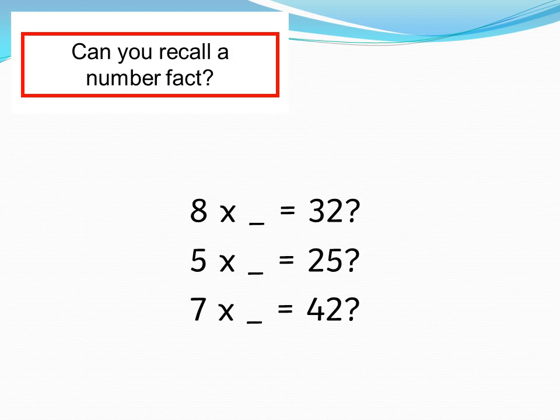Okay, hopefully you've got enough time to do that. You should have had 8 times 4 is 32. 5 times 5 is 25. And 7 times 6 is 42. Now for some reason 6 7s are 42 sticks in my head better than 7 6s are 42. So I use that in my mental recall of that calculation. Hopefully you've got some methods and tricks that you use as well.